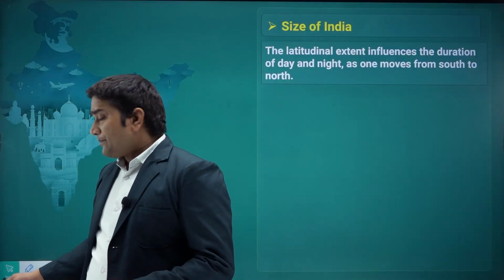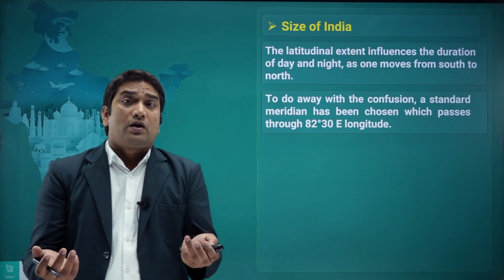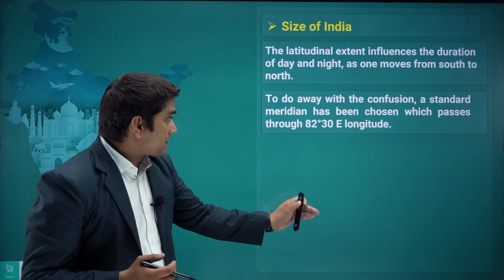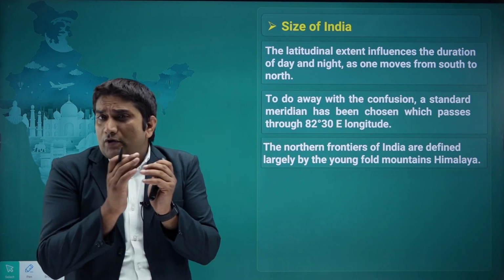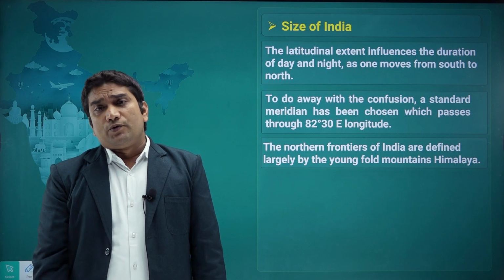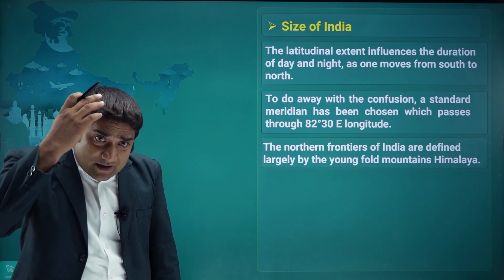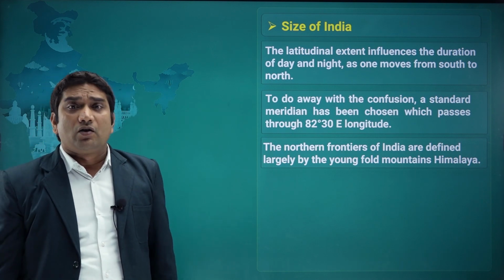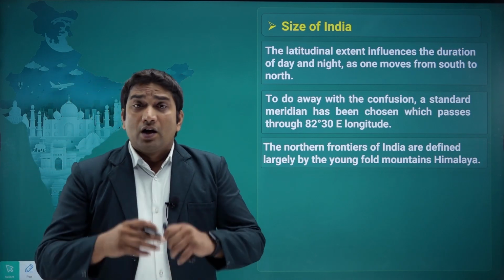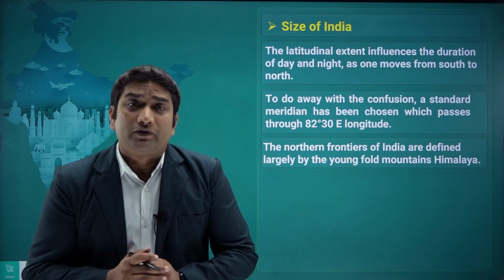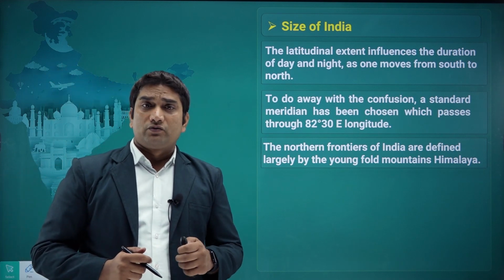The next one is that the latitudinal extent influences the duration of day and night as one moves from south to north. So it is basically a confusion. To remove this confusion, we have decided the standard meridian of the country, which passes through the center of the country. The standard meridian also plays a very important role, because it is very important to decide the time of the country according to the time zones, or according to the Greenwich meridian, or the Greenwich timeline.